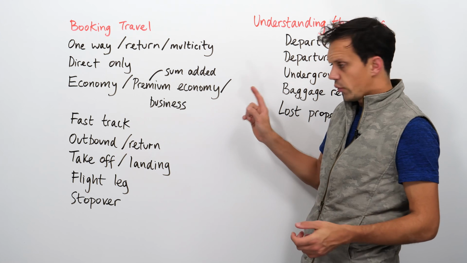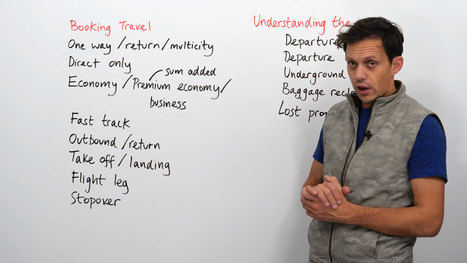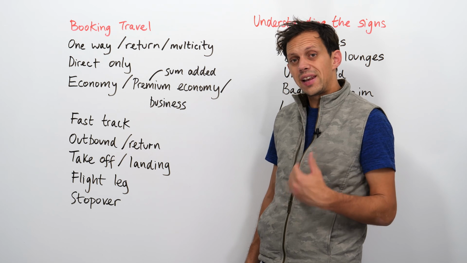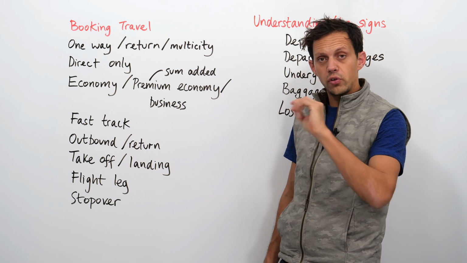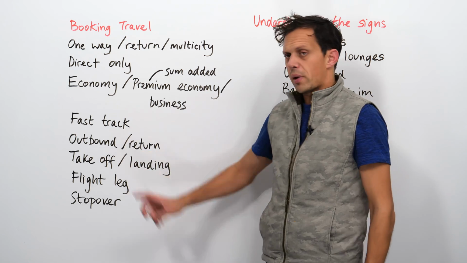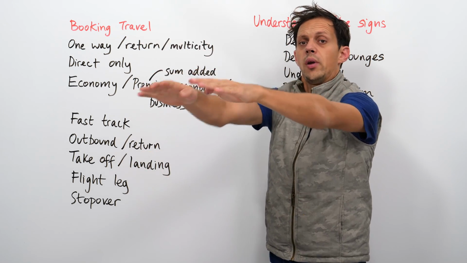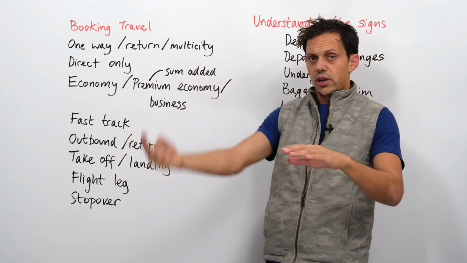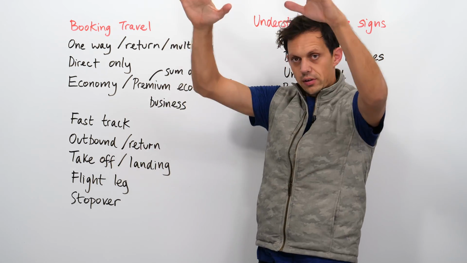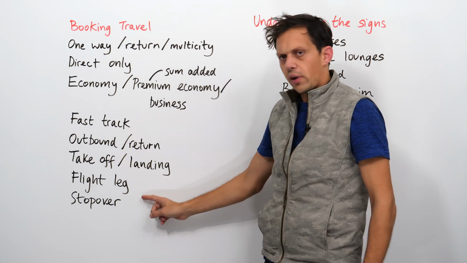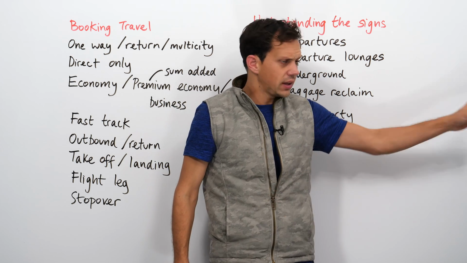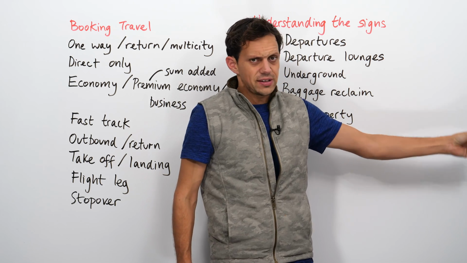Right. So we're still thinking about booking your ticket online. You can choose what time you want to leave. You want to depart and what time you want to arrive. Depart, arrive. Outbound. This is the first journey where you are going somewhere. The return journey is when you come back. Take off, I leave. Land, I come down. A flight leg. So that is just one part of the journey. So if I'm going to Cape Town, the first leg is getting to Cape Town.